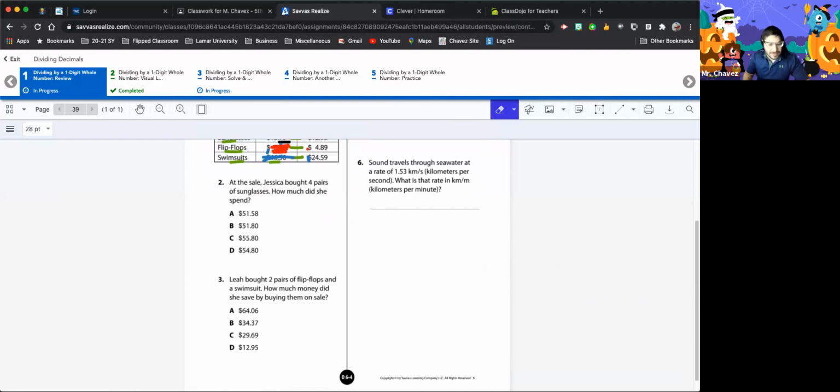Number 6, last one. So for number 6, we know that sound travels through seawater at this rate, 1.53 kilometers per second. Remember, that word per means one. So for every 1 second, it goes this fast. Okay? It goes that fast in 1 second. We want to know what is the rate in kilometers per minute. So we want to know in 1 minute, how fast is it going to go in 1 minute? We already know in 1 second, it goes 1.53.